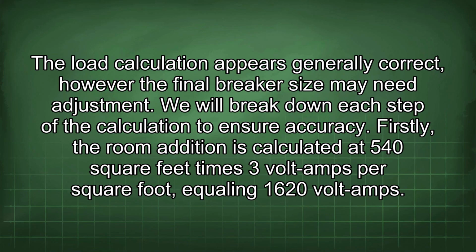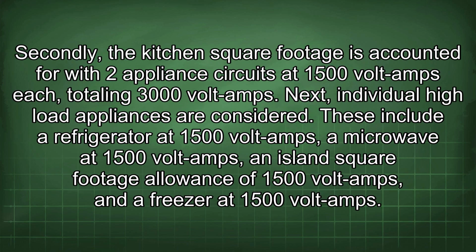The load calculation appears generally correct, however the final breaker size may need adjustment. We will break down each step of the calculation to ensure accuracy. Firstly, the room addition is calculated at 540 square feet times 3 volt amps per square foot, equaling 1620 volt amps. Secondly, the kitchen square footage is accounted for with 2 appliance circuits of 1500 volt amps each, totaling 3000 volt amps.